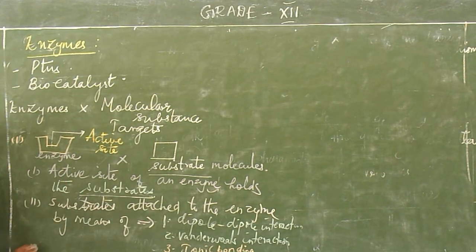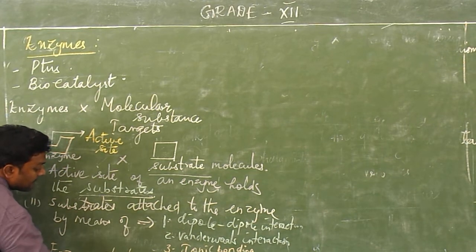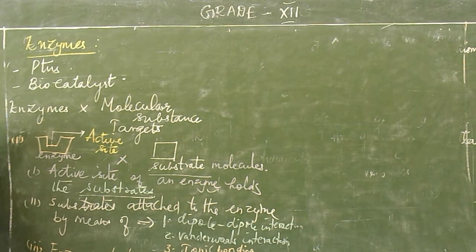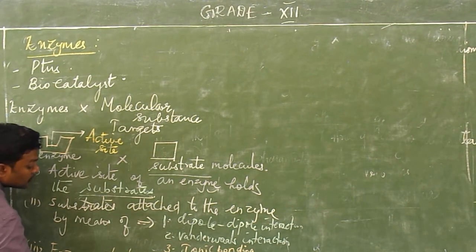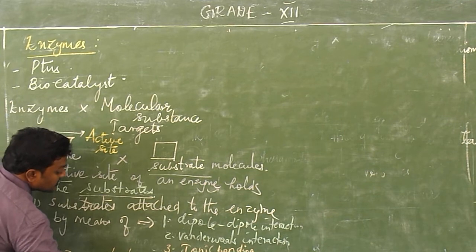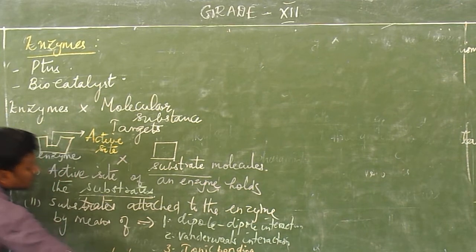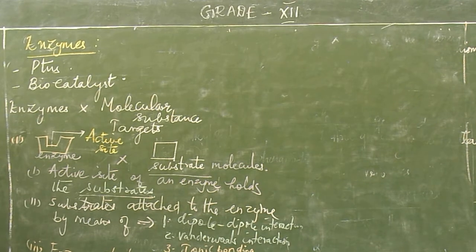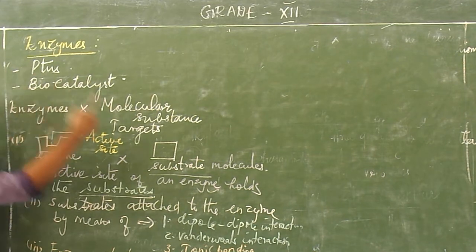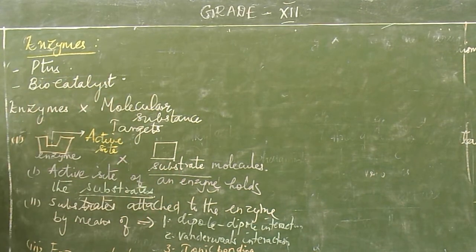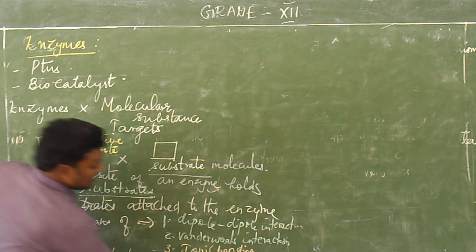Now, third one: as and when the substrates are attached to an enzyme, the enzyme starts to produce functional groups. Now these functional groups will inactivate the substrate molecule. Finally, what happens? The functional groups, I'm writing here.